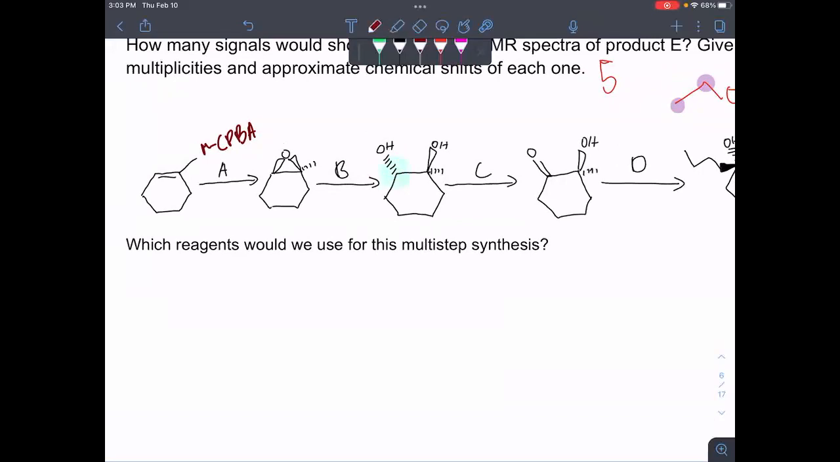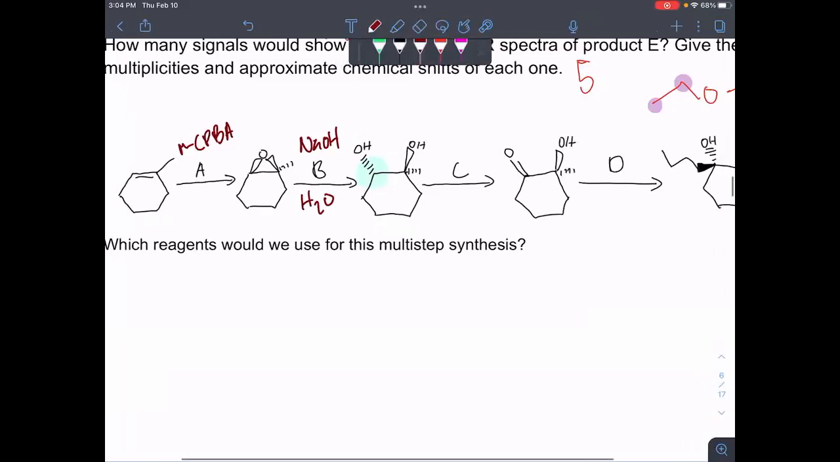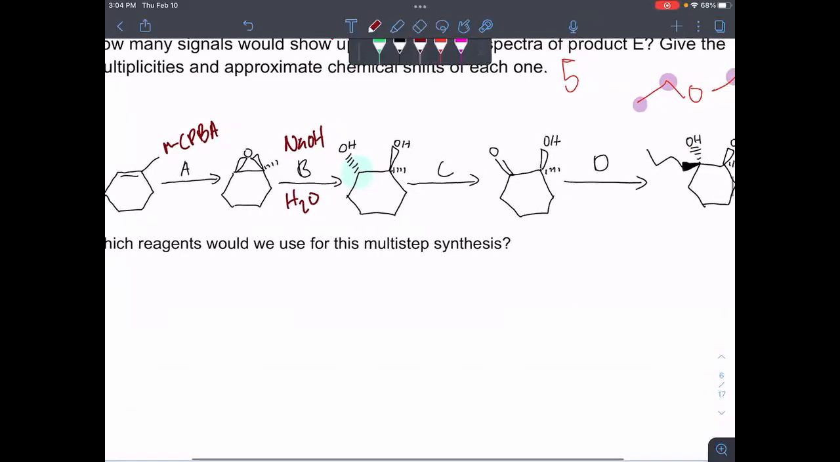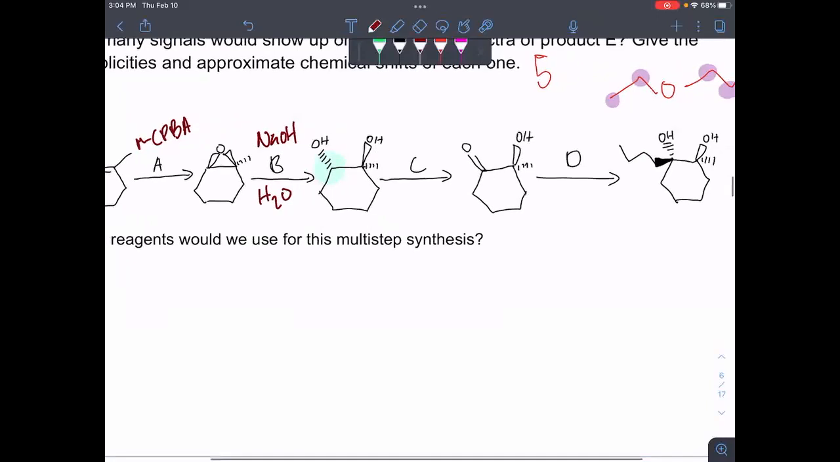And this carbon is the more or less substituted side. And since the nucleophile attacked on the less substituted side, did we use an acid or base catalyst? Base. Yeah. And then usually it's like over water or something. That's it. Okay, and then for C, what happened?